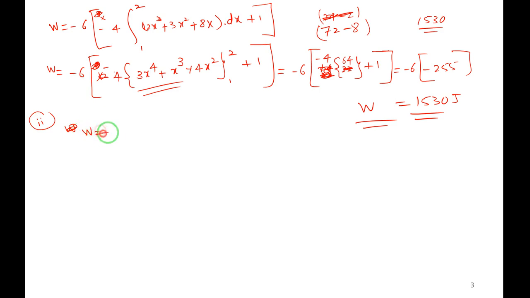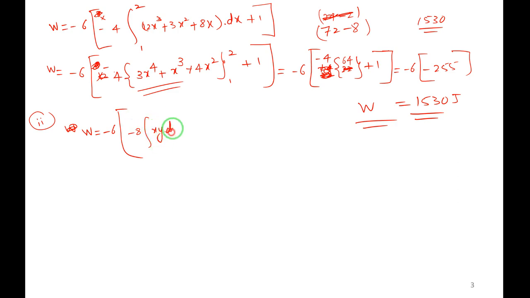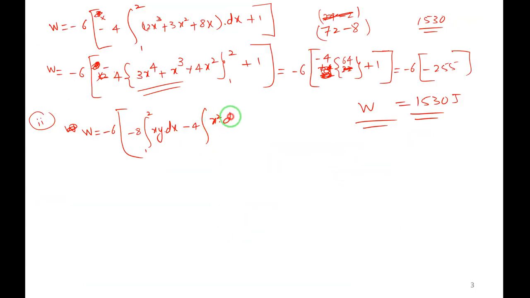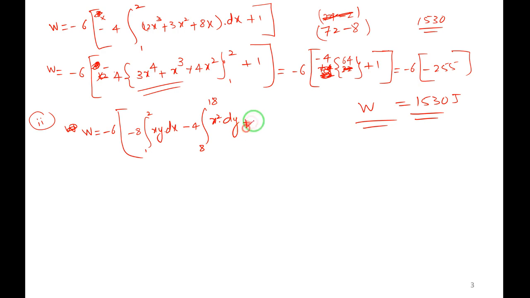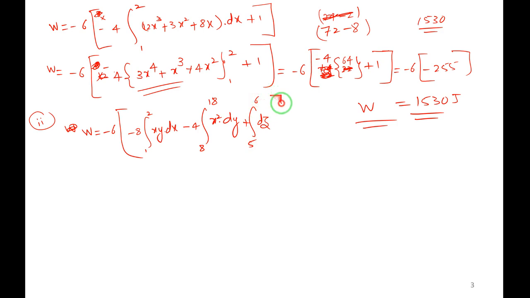W is equal to minus 6, minus 8 integration of xy dx, x varying from 1 to 2. Minus 4 integration of x square dy, 8 to 18, plus integration dz, 5 to 6. Okay, this equation 1 I have taken as it is.